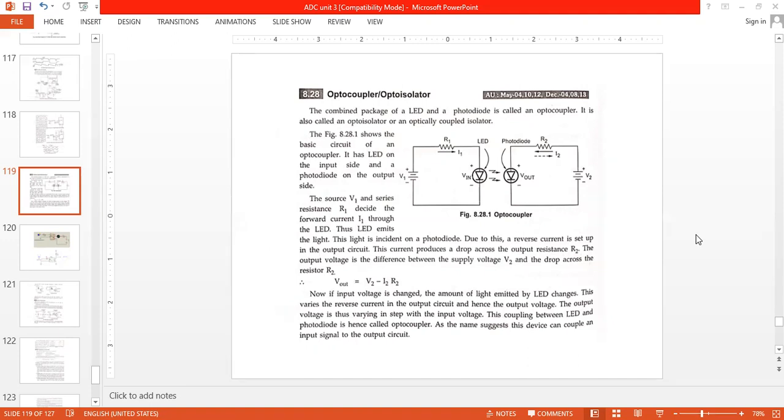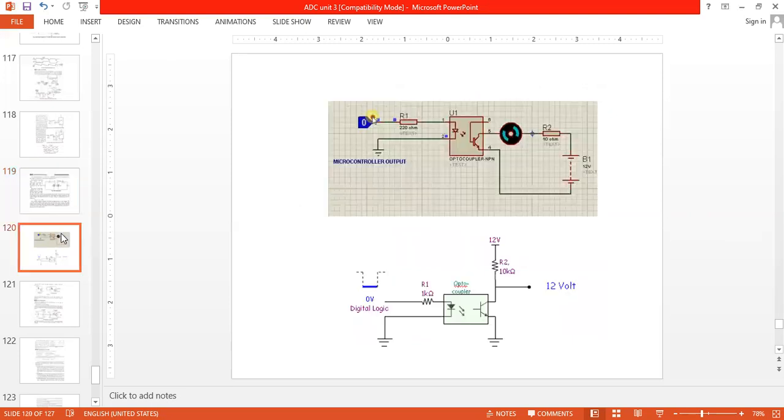So there is a model which is used for the optocoupler. That is, we have sources V1 and V2 in the output, with V2 as a load. The transmitter is the LED and the receiver is the photodiode. By changing the intensity of the LED light, the output of the photodiode will vary depending on the LED light. So let's see this diagram.